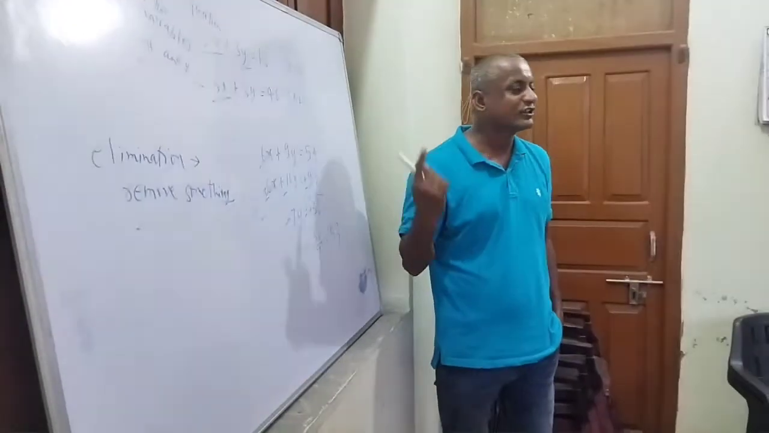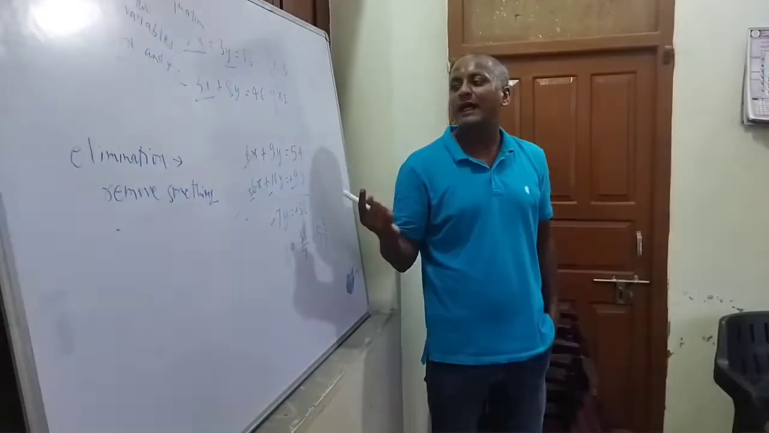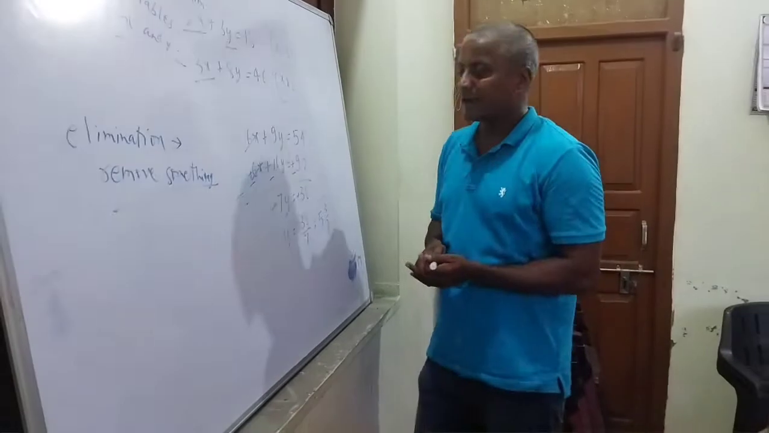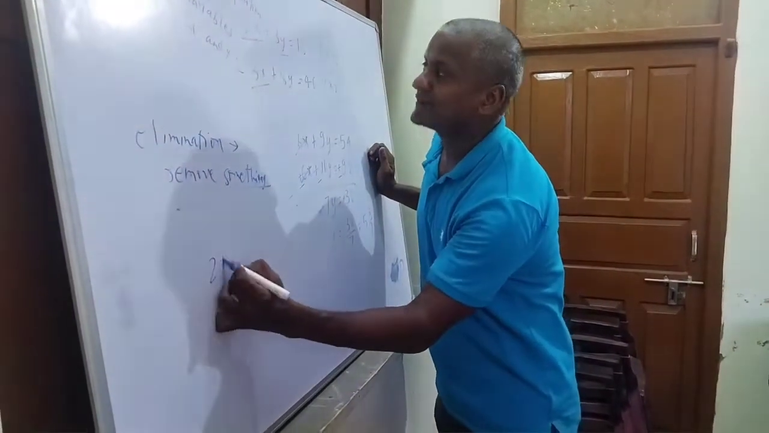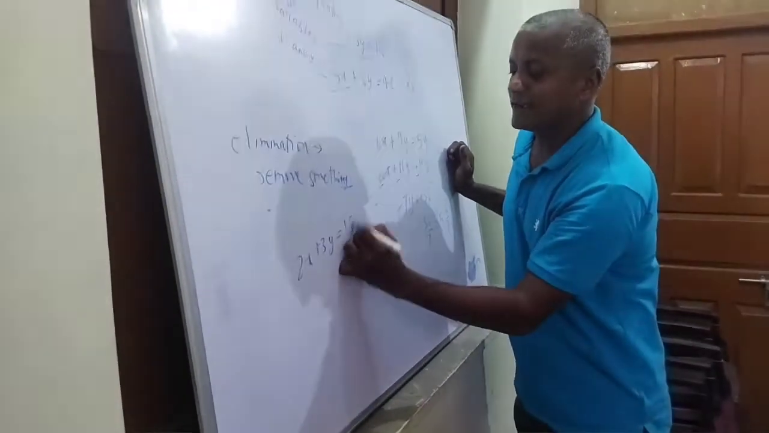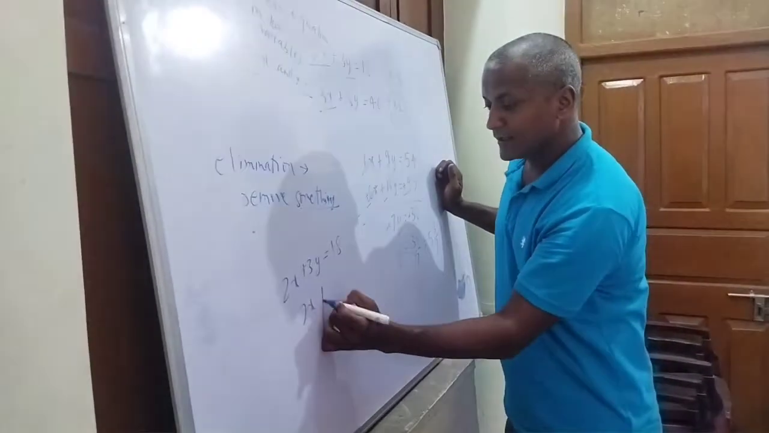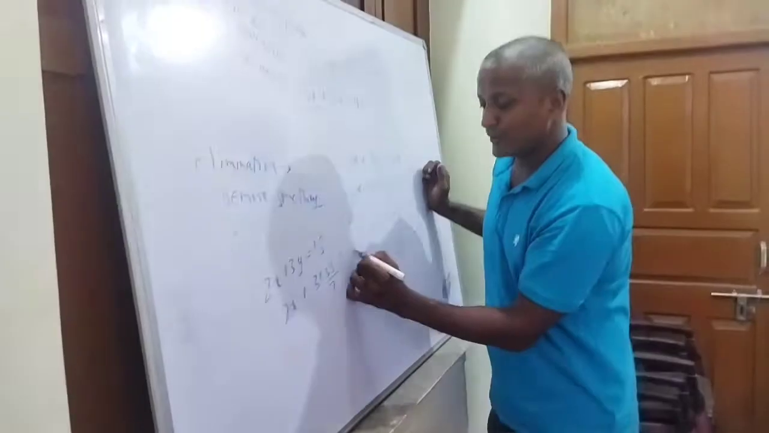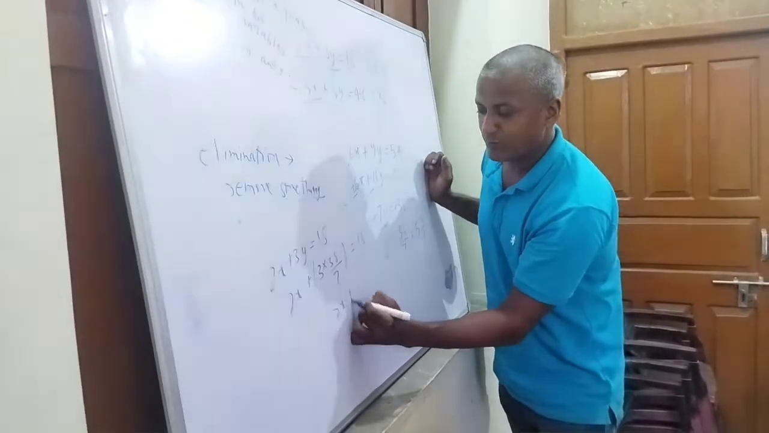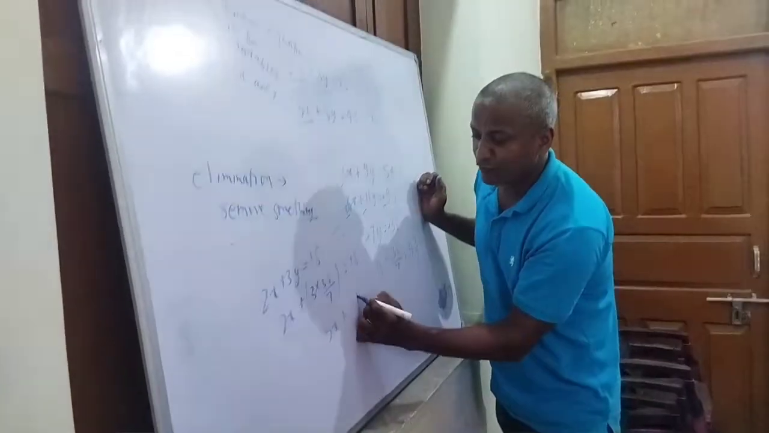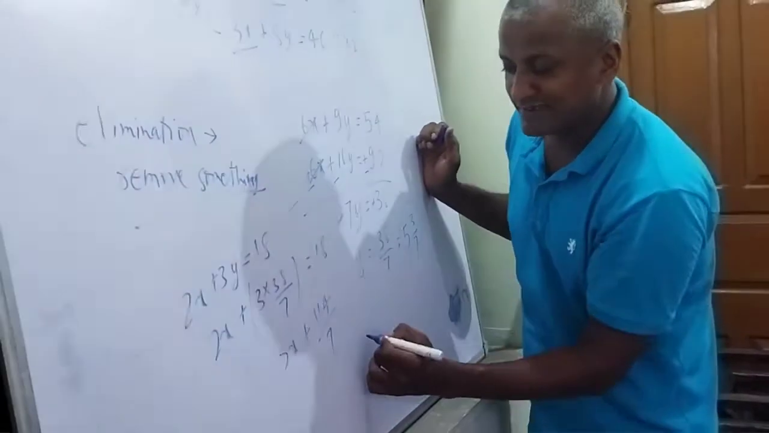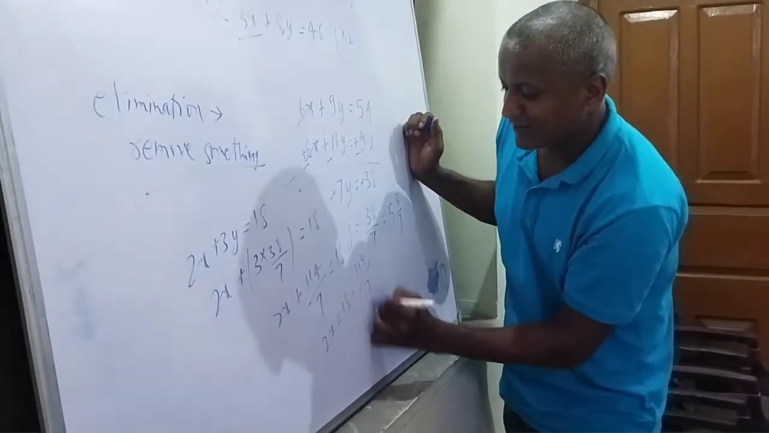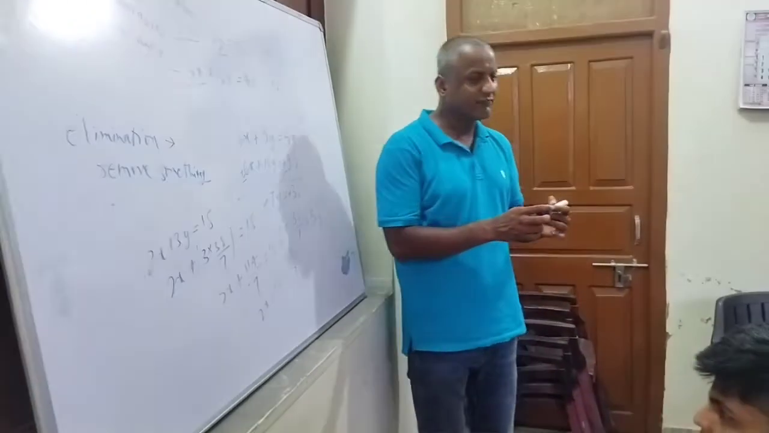Once we get the value of one of the variables, we can easily get the value of the other variable. Suppose we got y as 38/7. So this is 2x plus 3y is equal to 18. What we can do is 2x plus 3 into y, which is 38/7, is equal to 18. So 2x plus 3 times 38 is 114/7 is equal to 18. So 2x is equal to 18 minus 114/7. We can solve this and find the value of x.